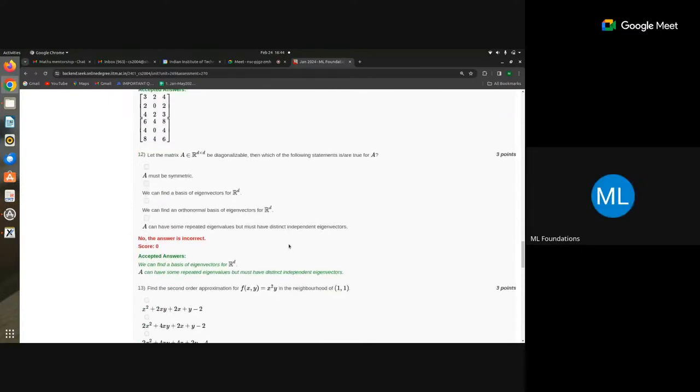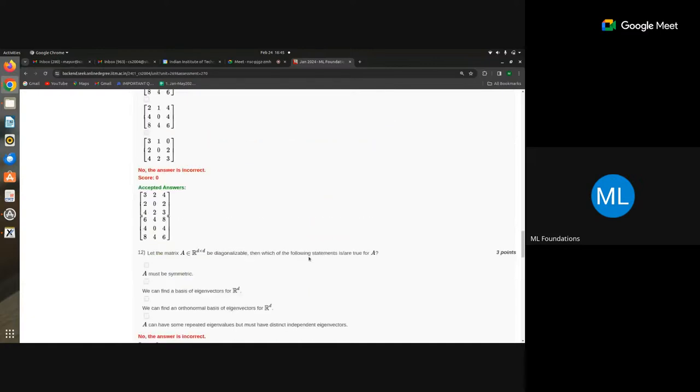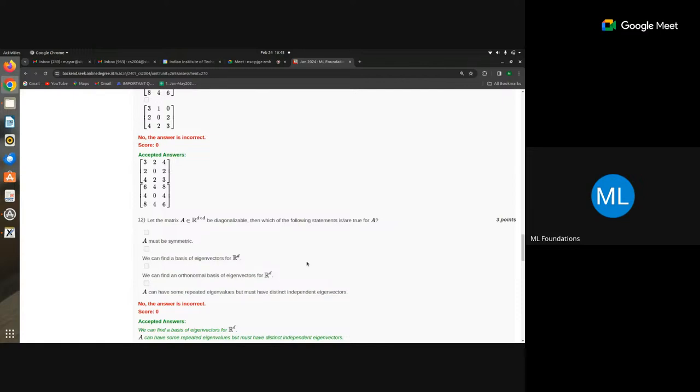Okay, shall we move to question number 12? The question: if the matrix A, which is D cross D, is diagonalizable, which of the following statements is true? Option A: A must be a symmetric matrix. Is the statement correct? No, right? A can be any matrix; it need not be symmetric. That statement would mean only a symmetric matrix is diagonalizable, and that is not correct.